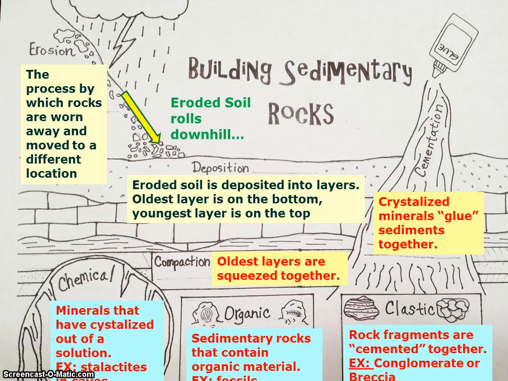Now a chemical sedimentary rock forms when minerals crystallize out of solution. So sometimes we have evaporation taking place, like in our salt crystals on the plate. Crystals were forming, and there was still some water there in that solution form. So the minerals actually form out of the solution. And some examples of that are the stalactites and stalagmites that we find in caves.